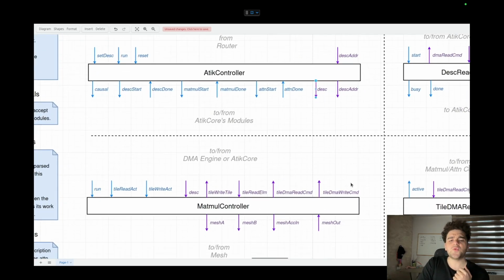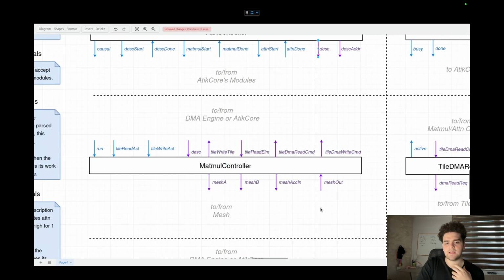So coming to one of the most important controllers, which is the MatmulController, you can see that we are receiving two important signals: tile read is active and tile write is active. Now I'm about to explain what a tile means and how we are handling the matmul operations. After that, you will understand what tile read active and tile write active mean.